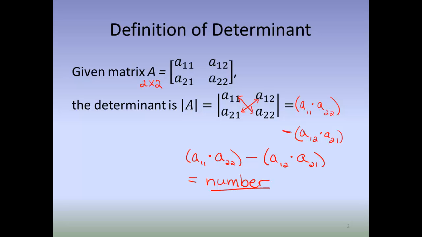Okay? And so a determinant is some sort of real number that we can associate with a matrix. Its point will come out a little bit later. Right now we're just working on the calculation part of it.